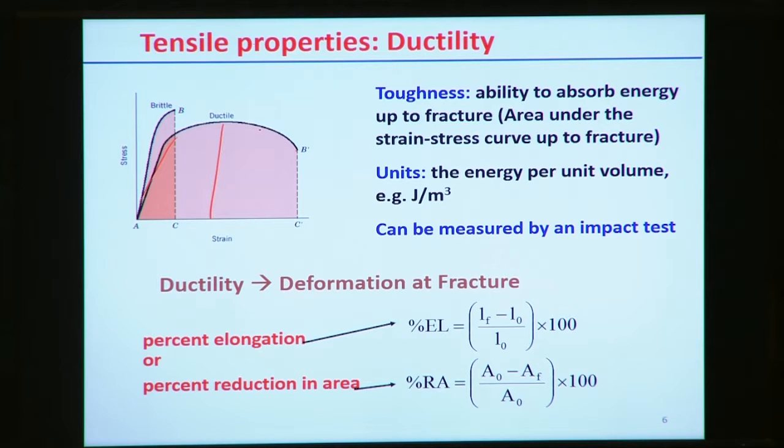So the total area under this curve represents the toughness. That represents the amount of energy absorbed before fracture, and that energy is represented per unit volume.